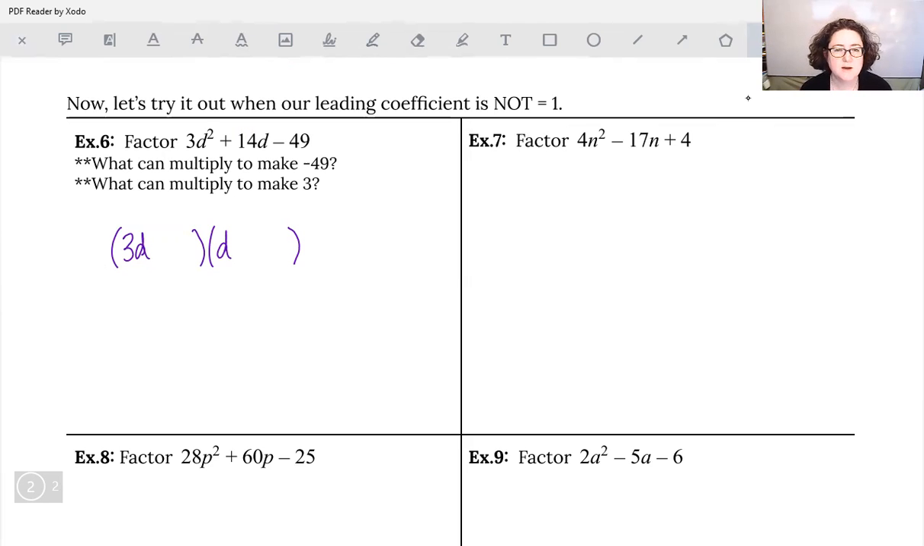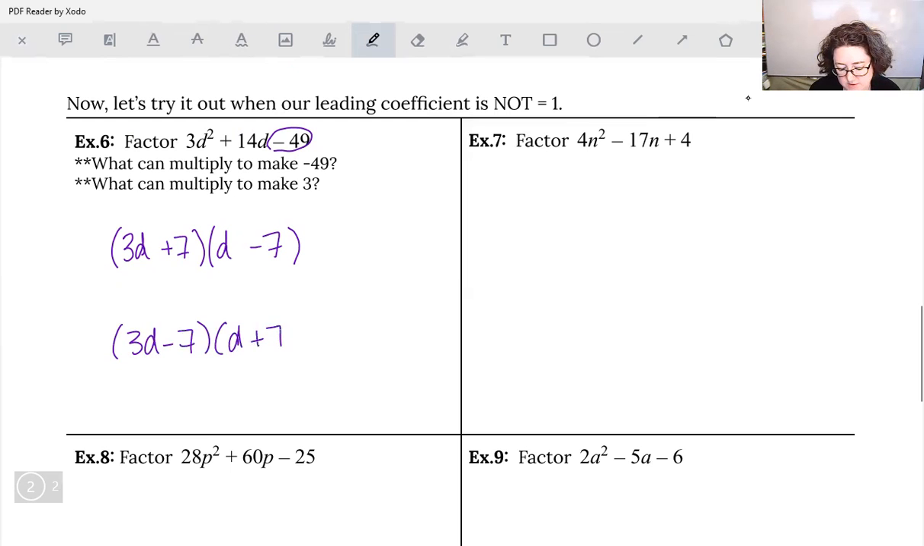So -49, well, wait a second, 49 is a special number, isn't it? It's 7 times 7. Very few factors that we have to worry about because they're both 7. But if we want to make that last term negative, that means one has to be positive, one has to be negative. And we just need to test out which order is going to work. So we could have 3d plus 7 there and d minus 7 on that one, or we could have 3d -7 and d +7. So we need to check which one actually works.